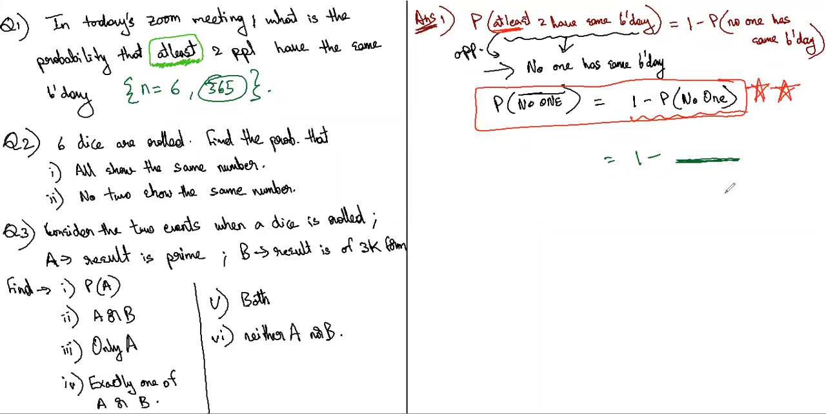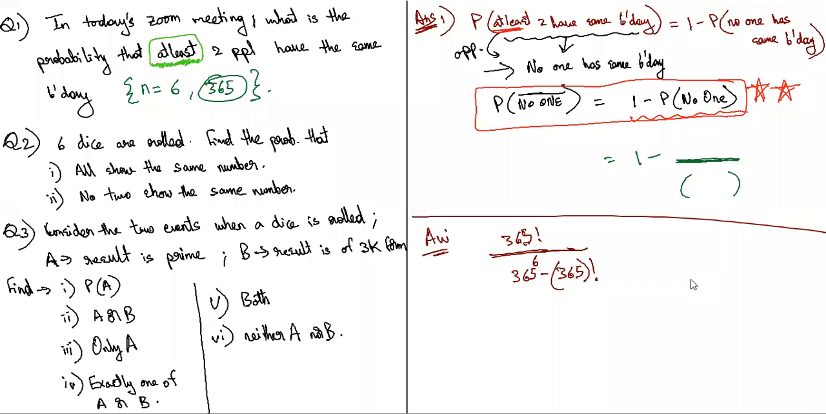Can anyone say? There are 6 people and 365 days. So what is the sample space? Tell me please. What will the sample space be? At most it will be wrong. Can you just explain your answer? Why will this be the numerator and why the denominator? What is its meaning?